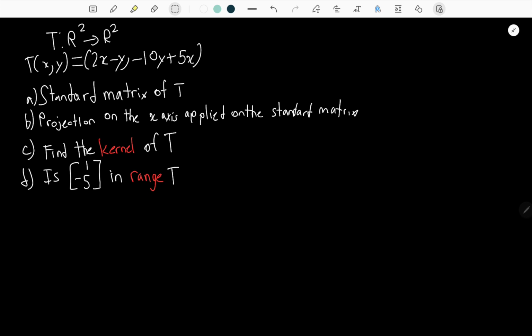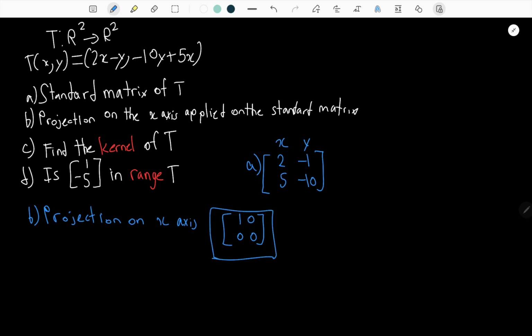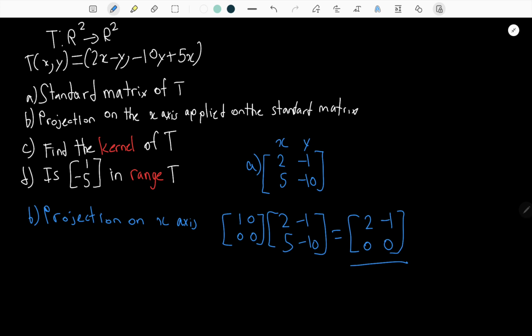In our last question we have 4 parts. Part A is just finding the standard matrix, which is the coefficients. So let's do that. This is the answer for part A. It's going to be 2, minus 1, and there's a trick here. They wrote the y first instead of the x, but you still write it in the order of x and y. So the coefficient of x is 5 and the coefficient of y is negative 10. This is the standard matrix for A. In my previous video, this is the standard matrix of the projection on the x-axis as denoted here, and we just multiply this now by the standard matrix. So this is the answer for part B.